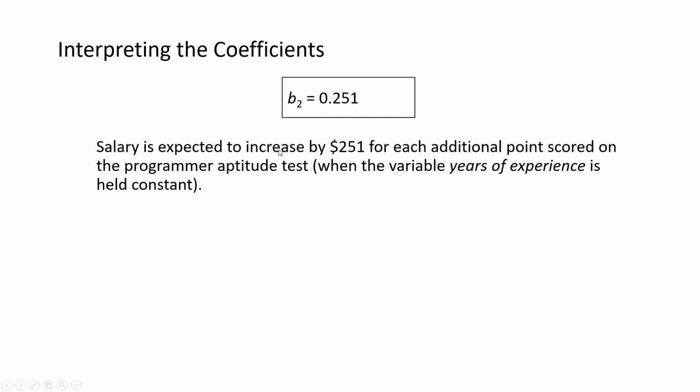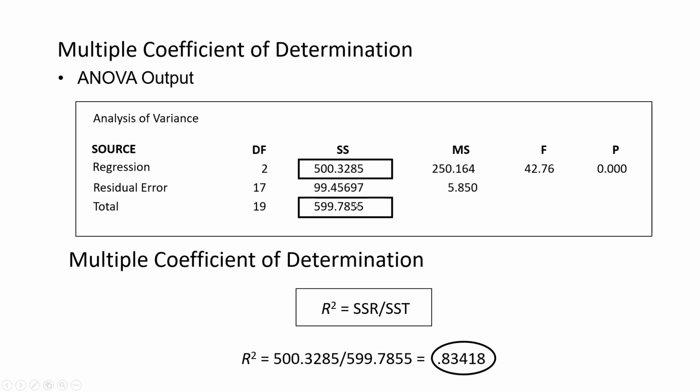So salary is expected to increase by, this multiplied by 100, $251 for each additional point scored on the programmer aptitude test when the variable years of experience is held constant. So the other variable will be constant when you are interpreting the results. This is the way you will interpret the results.